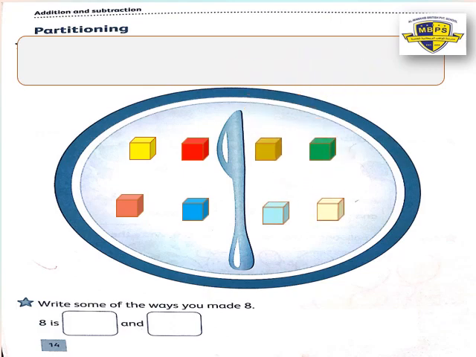And another way to make 8 is 1, 2, 3, 4 here. I'll break these cubes up into 4. 1, 2, 3, 4 on one side. That's 4. And then 1, 2, 3, 4 on the other side. So if I put them together, 4 and 4 make 8. Let's count them. 1, 2, 3, 4, 5, 6, 7, 8.